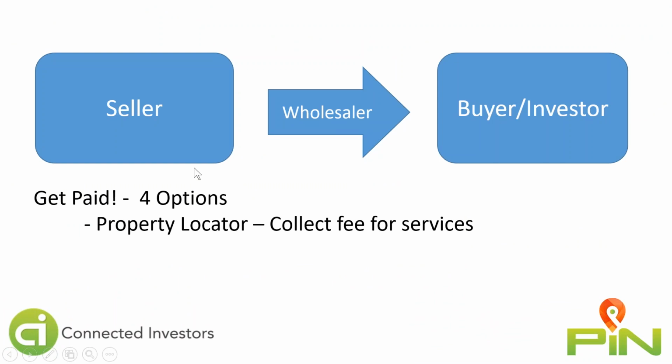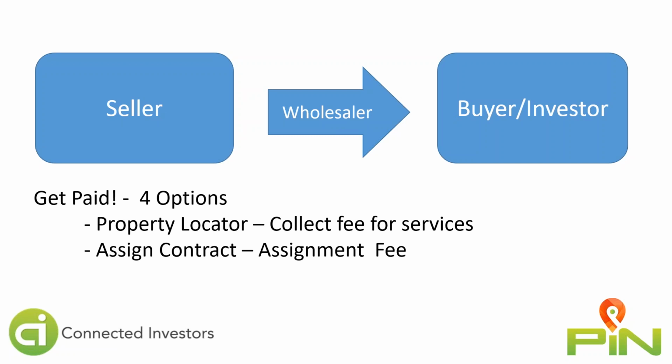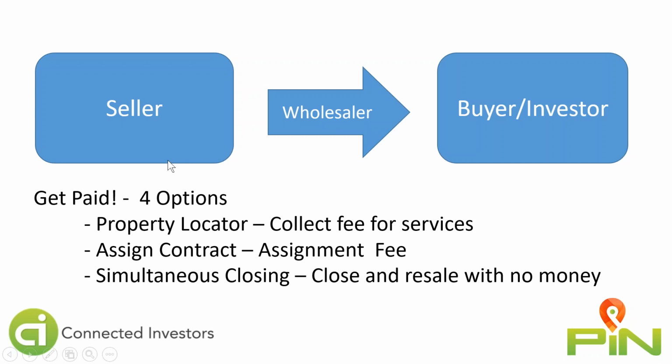So how do you get paid, guys? 4 options. Number 1, you could be a property locator and collect a fee for your services, a professional services fee or whatever you want to call it, finder's fee, whatever you want to call it, right? Number 2, you can assign that contract and get an assignment fee, right? Assign the contract from the seller, right? You're signing in that contract you have with the seller to the buyer and giving over your rights to the buyer. They pay you a fee to do that. You put it right in the assignment contract, which is right in the contract genie.